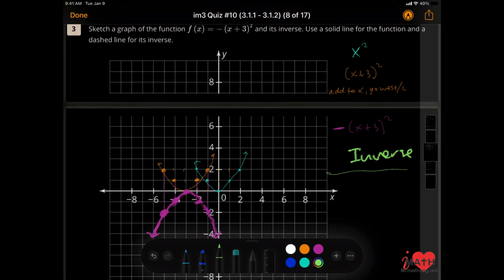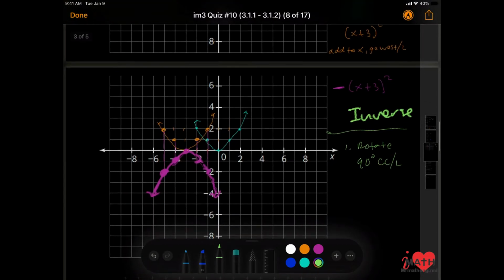For the inverse, we talked about how you're going to have to do a couple of things. We're going to rotate it 90 degrees counterclockwise, which is towards the left. So let's go ahead and do that first. So that means we would go in this direction. And it's pivoting about this point. So these would be your new points. So your graph's going to look something like this. Okay, that's the first one.